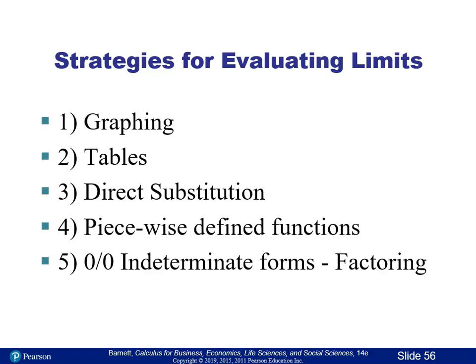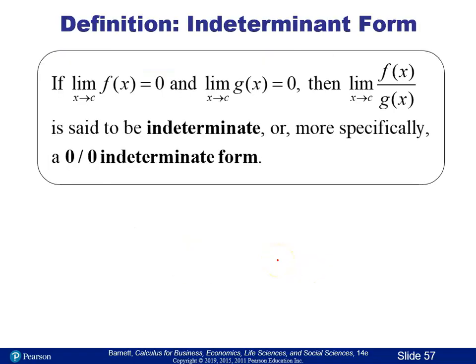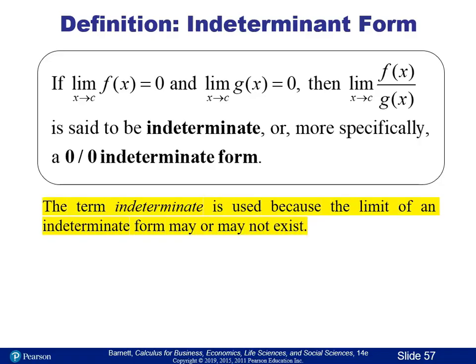Okay, the last strategy that we're going to look at today is dealing with indeterminate forms. Indeterminate forms occur when we have a rational function that ends up being 0 over 0. So if I have something that's 0 over 0, I can't determine what the limit is without doing some additional work. And I'll show you what that additional work is going to look like.